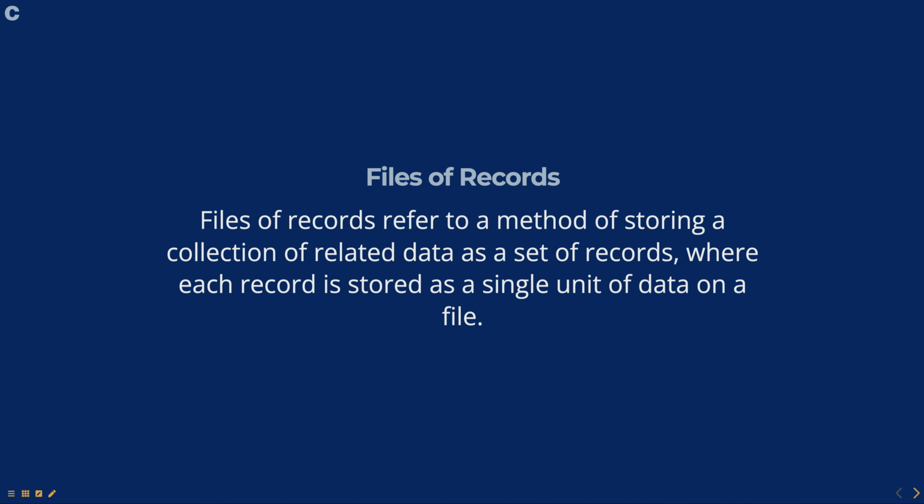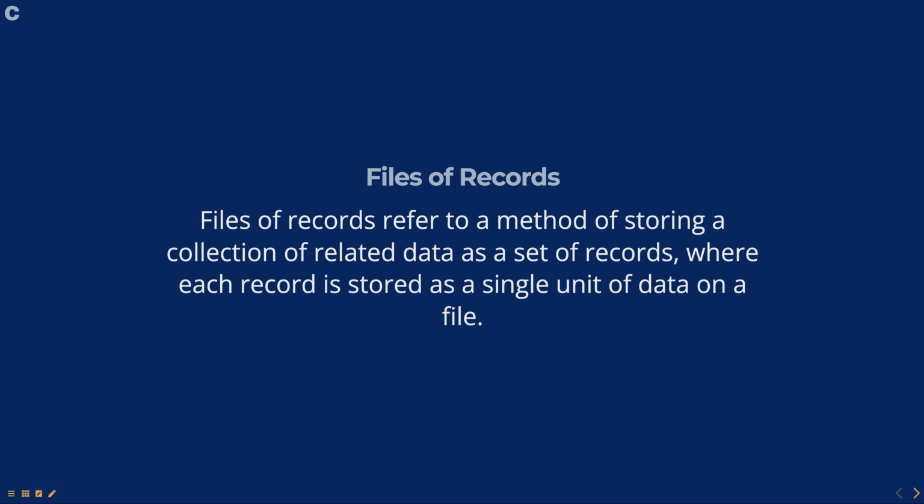Files of record refers to a method of storing a collection of related data as a set of records, where each record is stored as a single unit of data on a file. Each record consists of multiple fields, where each field stores a specific piece of information. This method is useful in organizing large amounts of data, as it allows for easy retrieval and manipulation of data.